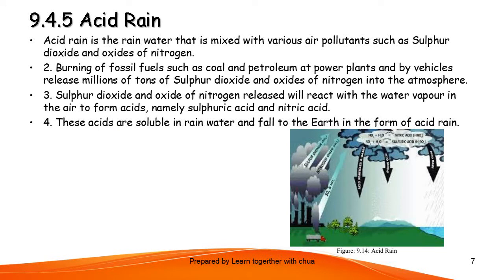Acid rain is rainwater that is mixed with air pollutants such as sulfur dioxide and oxides of nitrogen. Burning of fossil fuels such as coal and petroleum at power plants and by vehicles releases millions of tons of sulfur dioxide and oxides of nitrogen into the atmosphere. Sulfur dioxide and oxides of nitrogen react with the water vapor in the air to form acids, namely sulfuric acid and nitric acid. These acids are soluble in rainwater and fall to the earth in the form of acid rain.